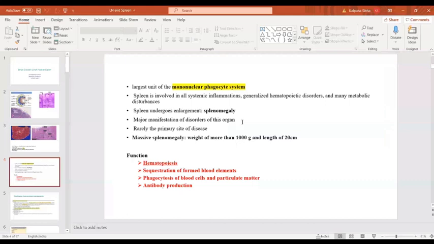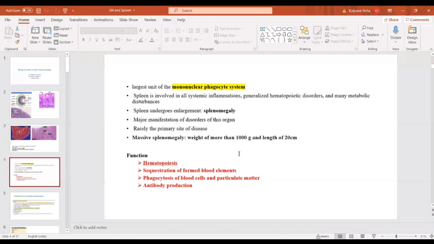So when the weight of the spleen is approximately or more than 1000 grams, there is splenomegaly, and when the length is also more than 20 centimeters. And so whenever there is systemic inflammation, generalized hematopoietic disorder, any metabolic disturbances, the spleen gets involved, and the response is splenomegaly. And as such, the primary disease of the spleen is very rare.